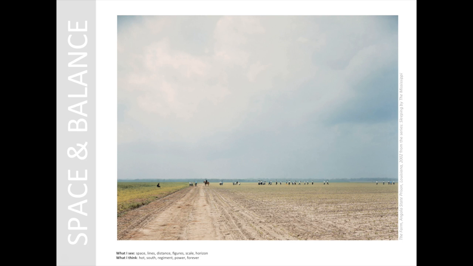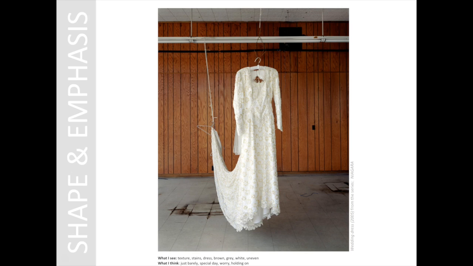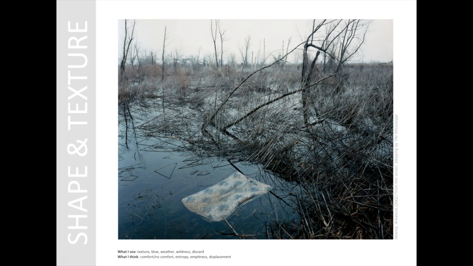What I see: space, lines, distance, figures, scale, horizon. What I think: hot, south, regiment, power, forever. What I see: texture, stains, dress, gray, white, unevenness. What I think: just barely, special day, worry, holding on, ghostly. I see texture and blue and weather, wildness and discard. I think comfort, no comfort, entropy, emptiness, displacement.